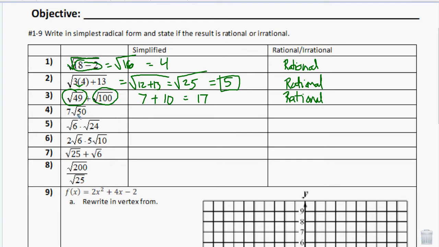Number 7, I already know it's irrational. I can see that they're asking me to do the square root of 50, and 50 is not a perfect square, therefore it is irrational. The directions ask us to simplify it. Please remember that simplifying does not mean change to a decimal.